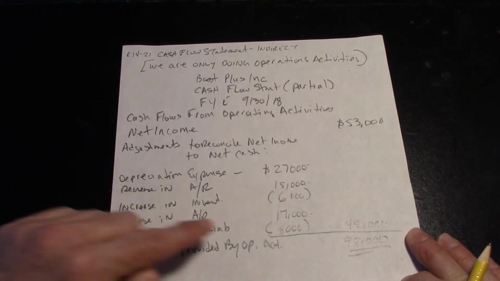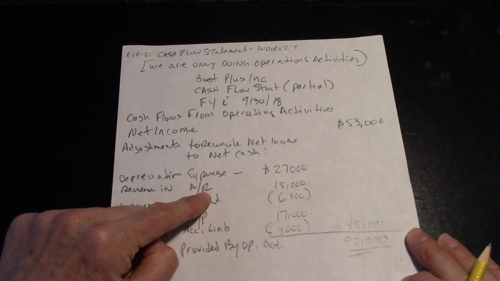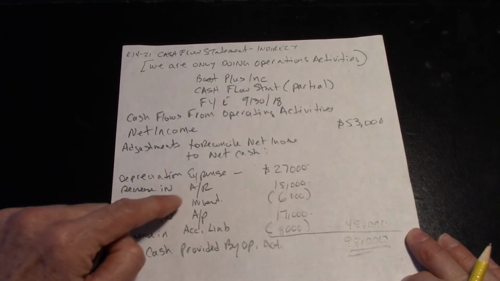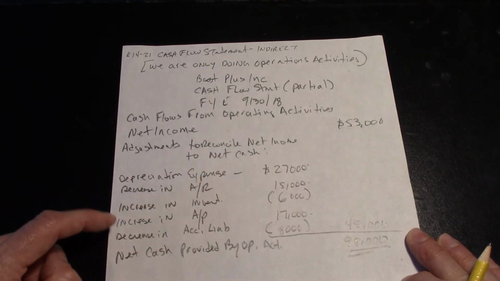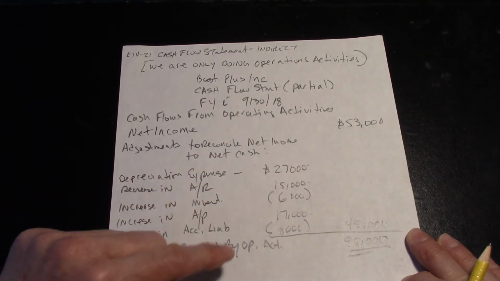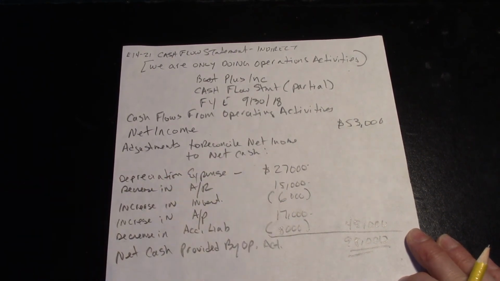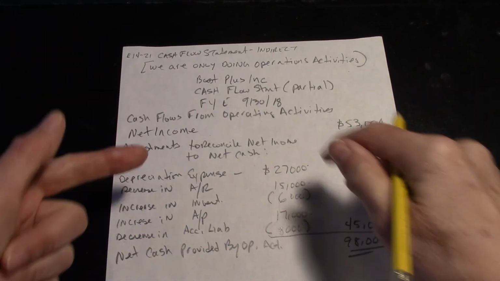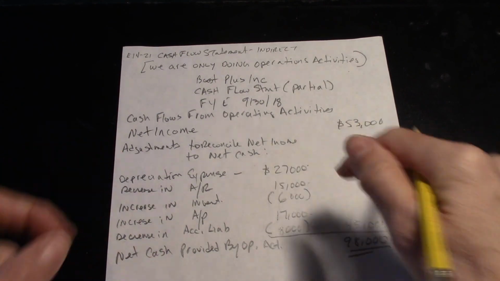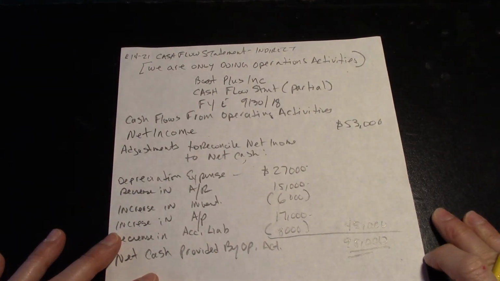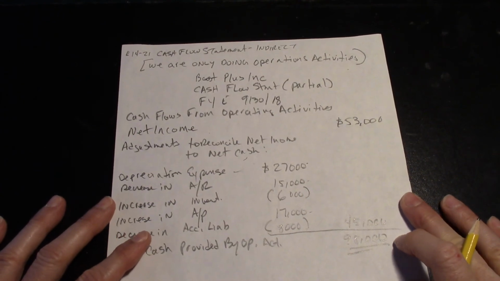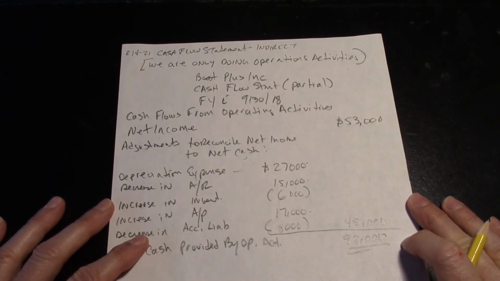So just remember, decrease in current assets, you add. Increase in current assets, you subtract. Increase in accounts payable, you add. Decrease in current liabilities, you subtract. All right, so that's it. And always add in depreciation expense. All right, that's it. Go try the lab, and I think it'll make some sense.